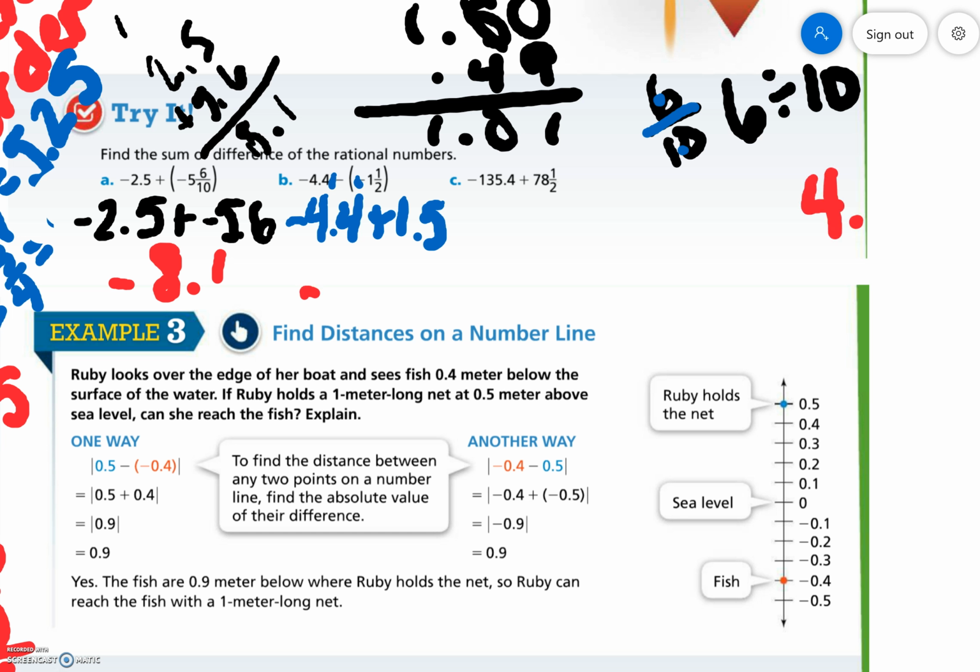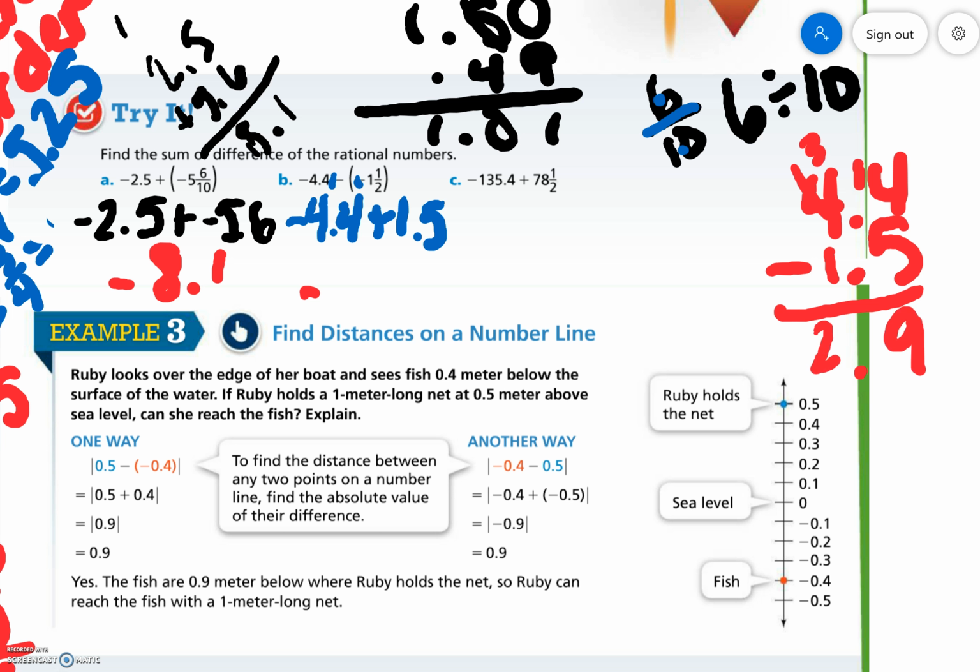So 4.4 minus 1.5. I have to borrow. So that's going to give me negative 2.9. Also, if you can get to this point, you also have your calculators at hand, so you should get the same number.